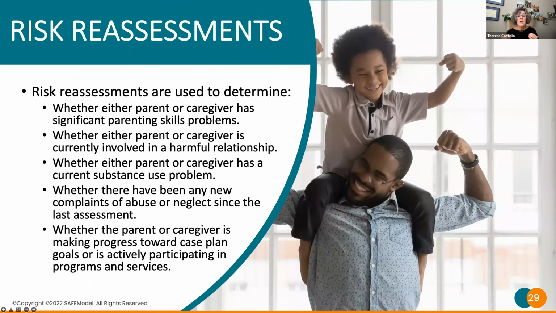We're going to look for use of substances at the point in time that we're assessing. We're going to look if there have been any new reports about the family. We're going to want to understand that, and obviously we're going to look to see how the family and the caregivers in particular are making progress and participating in the case plan that was designed to reduce those risk factors that we had identified.